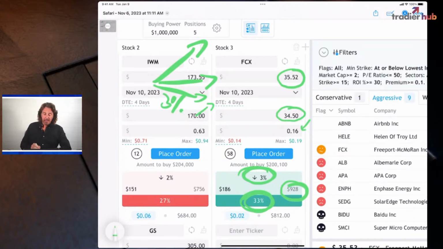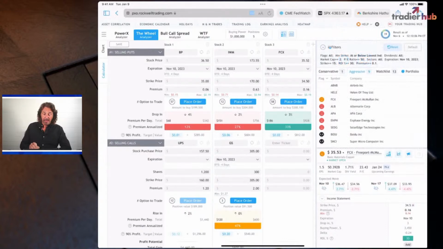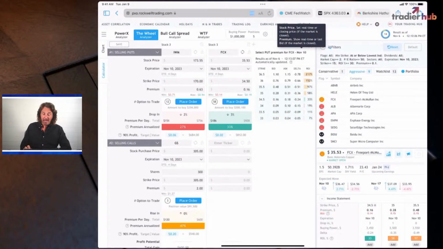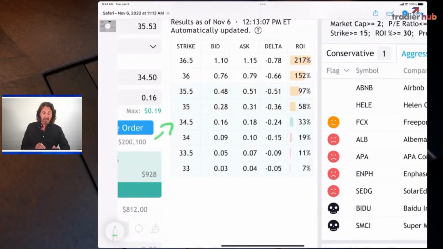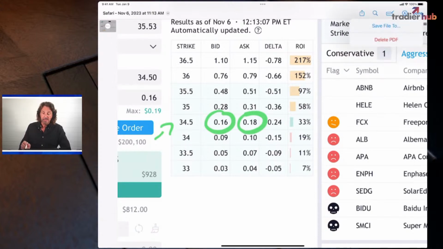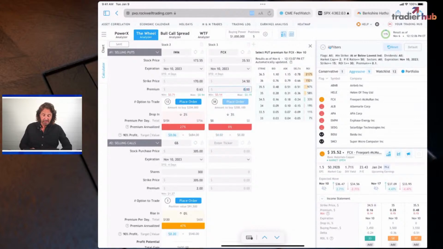See, based on my account size, I would trade 58 contracts, and we can actually zoom in here a little bit right now and see, okay, what is the current bid ask for the 34.50? And this is where we see currently the bid ask is 16 cents by 18 cents. So this means that it is very realistic that we can get 17 cents, right? The mid price here. And so we can actually type in the mid price of 17 cents right here.